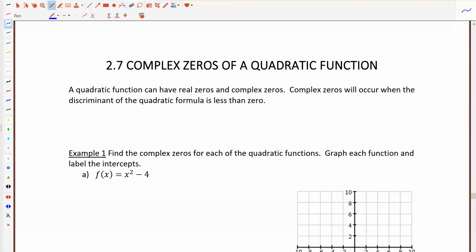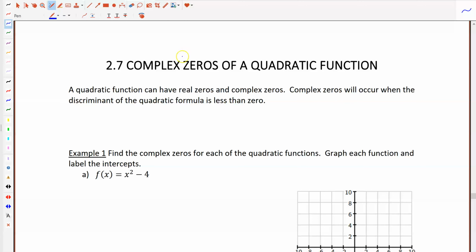We've been looking at a lot of examples where the quadratic function has real zeros, but it's not always going to be the case that your quadratic function only has real zeros. It could have complex zeros as well. So let's review what a complex number is and then talk about how to find those complex zeros.